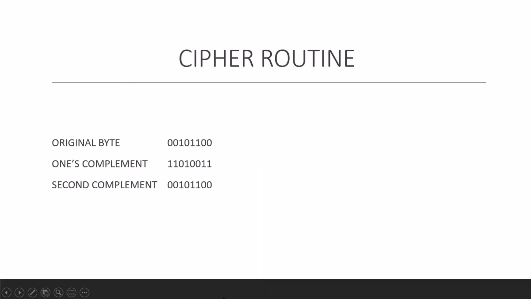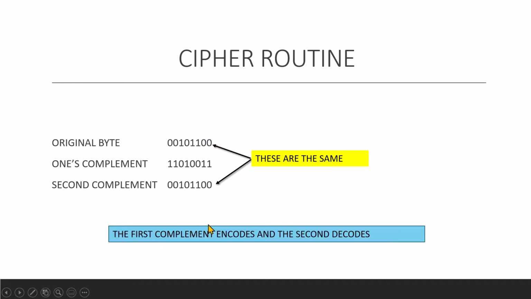Here we have an example. This is the original byte. Now you will notice here that this is just the reverse of these bits. And when we reversed bits earlier, when we used 2's complement, the reversal of bits was actually the implementation of 1's complement. And then, of course, this would be to encode. To decode, we would just reverse them again. And therefore, these two are the same. So by decoding, we've arrived at the original byte. The first complement encodes, the second decodes.